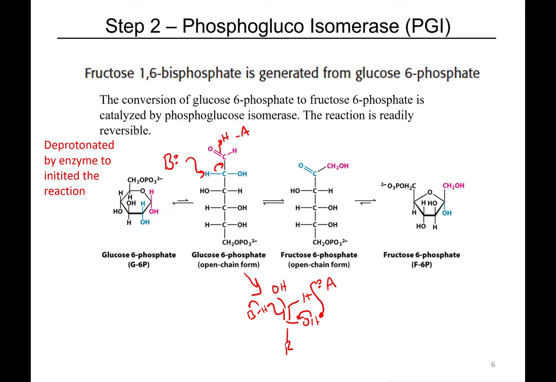Okay? The trick here is recognizing that this has to start with deprotonation of a carbon, not deprotonation of an oxygen. If it started with deprotonation of oxygen, you would end up breaking the C-C bond, and that can't happen. So remember, this is initiated by deprotonation of either carbon 1 or carbon 2, depending upon which direction you're going. No matter which way you're going, you always go through this ene-diol intermediate.